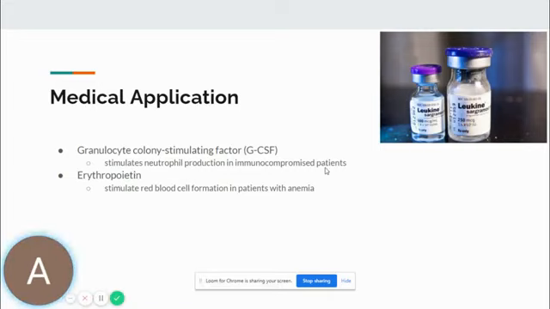Granulocyte colony stimulating factor is a very important breakthrough, especially in chemotherapy treatment, because we all know that some chemotherapeutic drugs kill not just the malignant, fast-growing cancer cells, but also the fast-growing cells in our body.